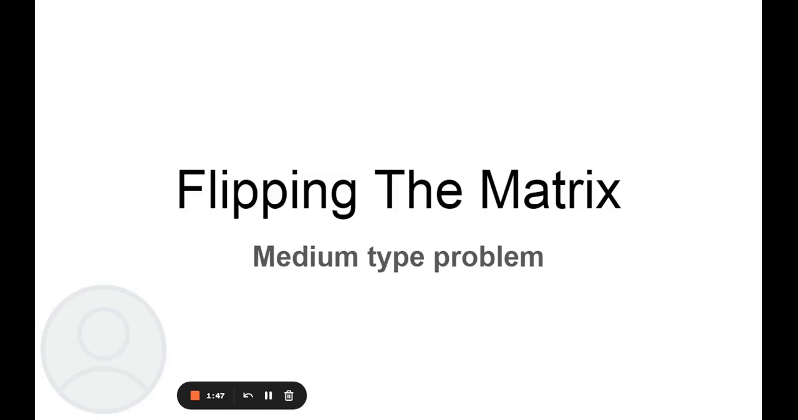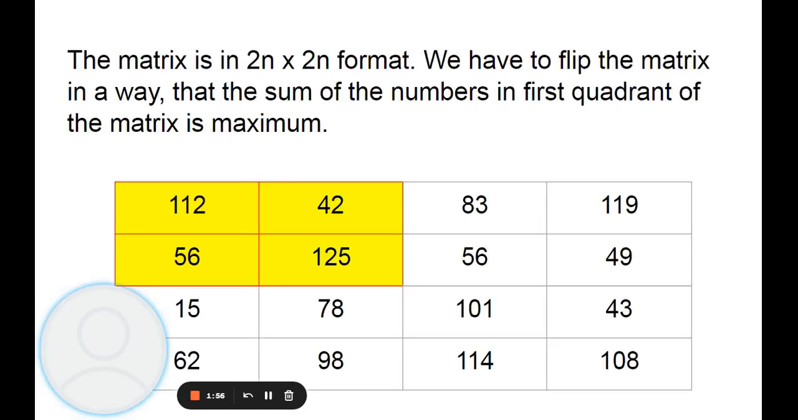So the problem is flipping the matrix. So let's go to the problem statement, what it's about. The matrix is in 2n format. That means that it depends upon the input n, right?